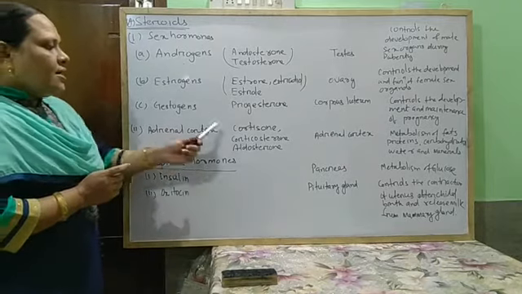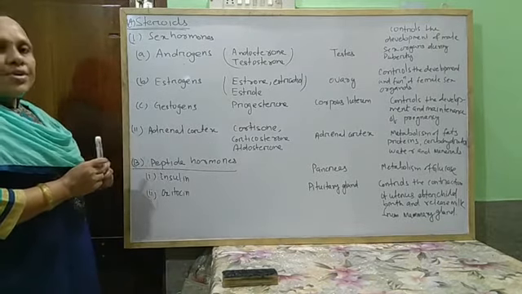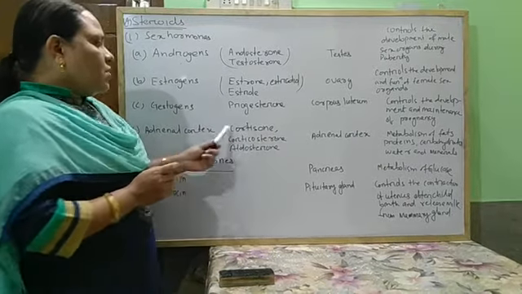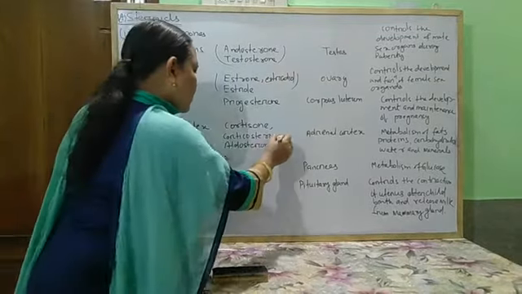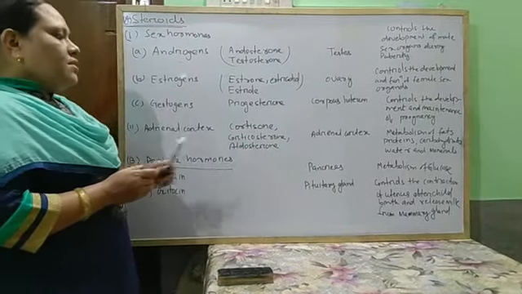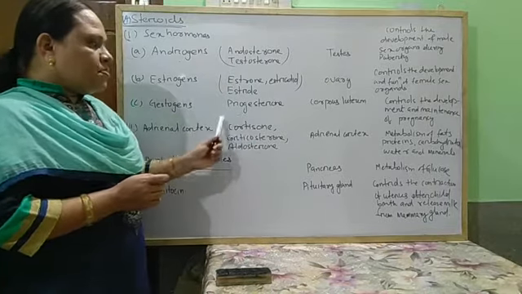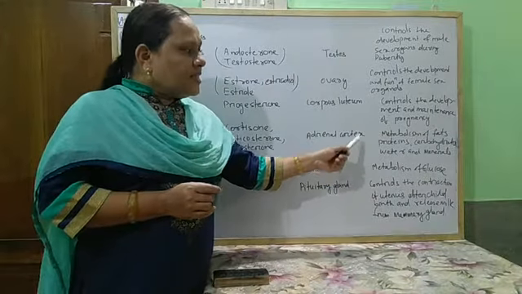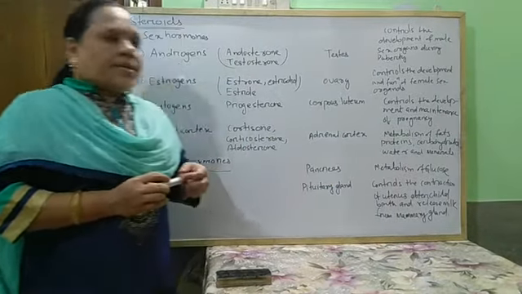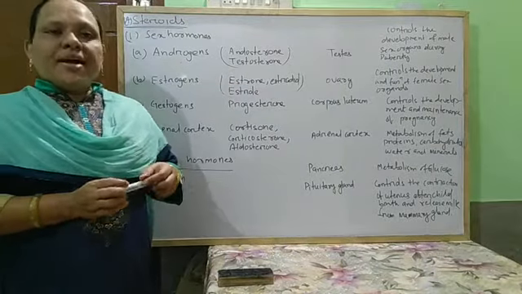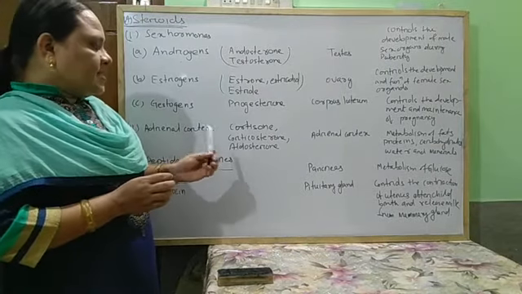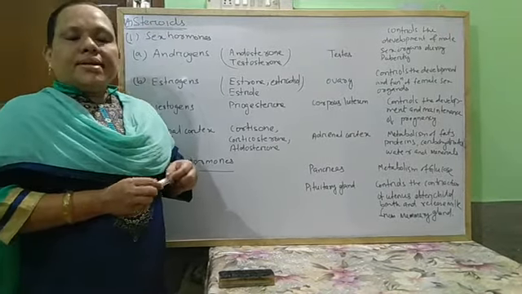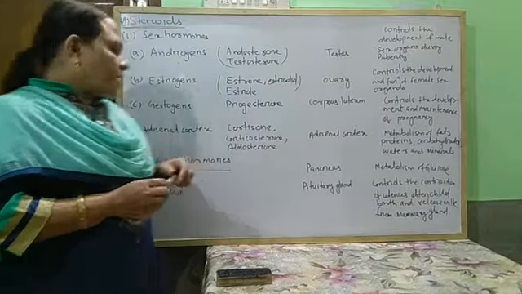Next, the other steroid group is the adrenal cortex hormones, also called corticoids. These are different types of adrenal cortex hormones: cortisone, corticosterone and aldosterone. They are secreted from the adrenal cortex, present at the upper part of our kidney, and generally control the metabolism of fats, proteins and carbohydrates. Aldosterone controls the minerals and water in the body.